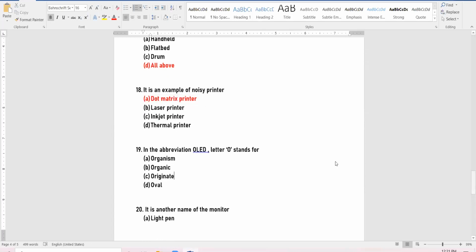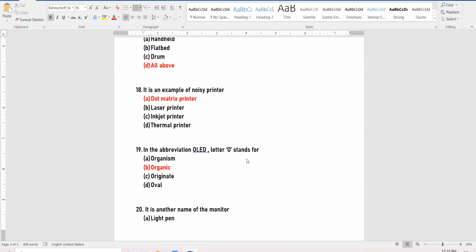All right. 19th MCQ. In the abbreviation OLED, the letter O stands for. Yes, Anshya, unmute yourself. Sir, B option organic. Very correct. B option, organic. Very good.